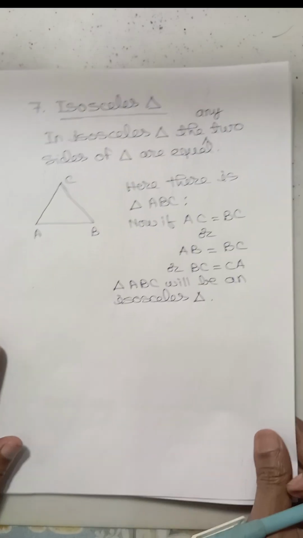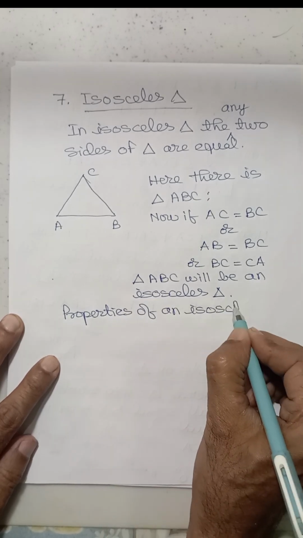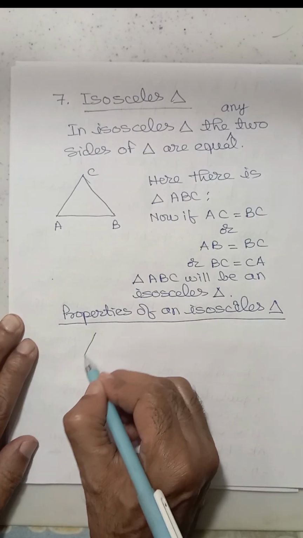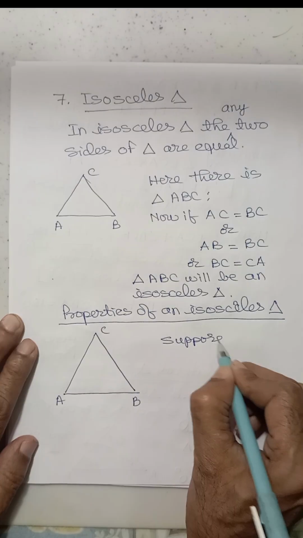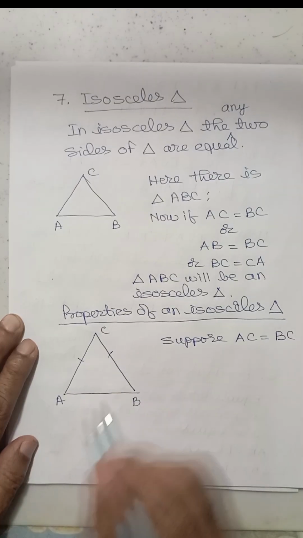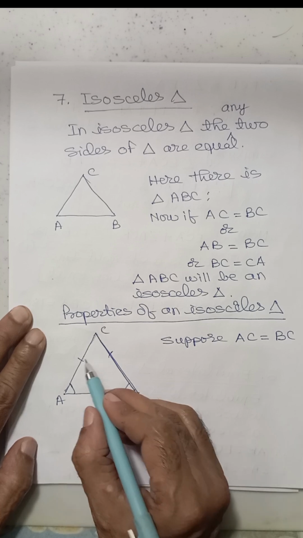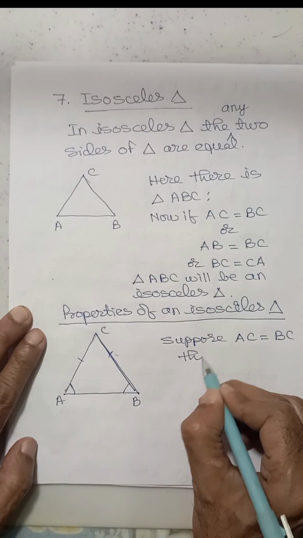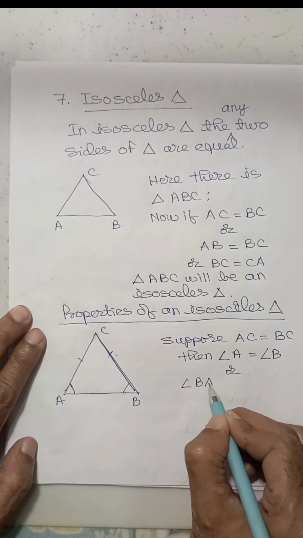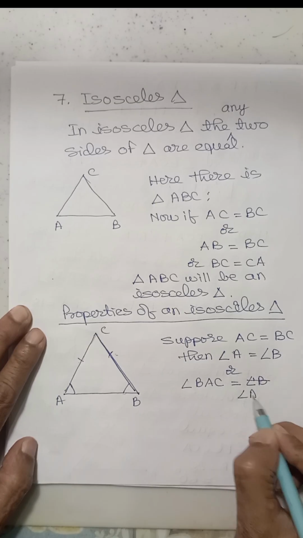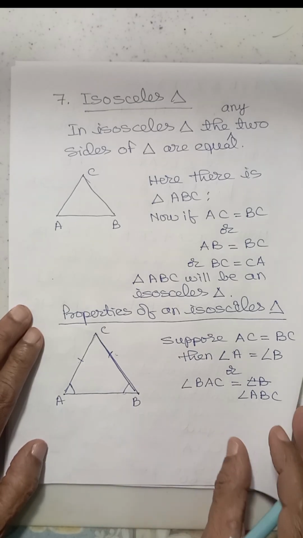Now we'll come to the properties of an isosceles triangle. So this is a triangle ABC. Suppose AC is equal to BC. So this side is equal to this side. Then the opposite vertex of this side is this, and the opposite vertex of this side is this. So if the two sides are equal, then their opposite angles will also be equal. Then angle A will be equal to angle B, or angle BAC will be equal to angle ABC. So if any two sides are equal, then their opposite angles are also equal. This is the property of an isosceles triangle.